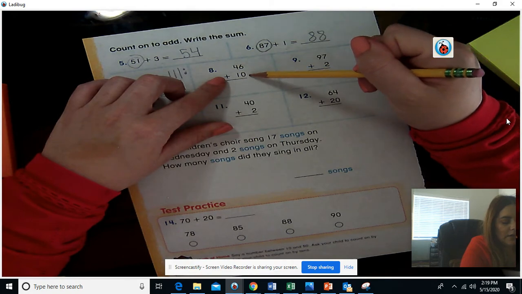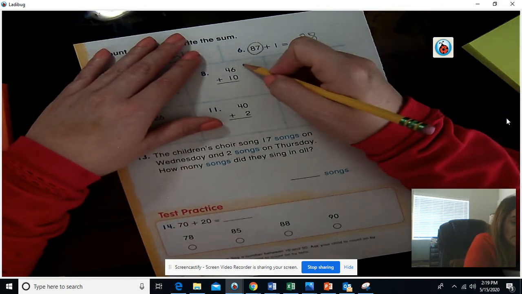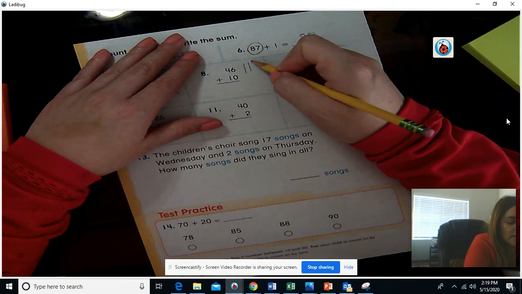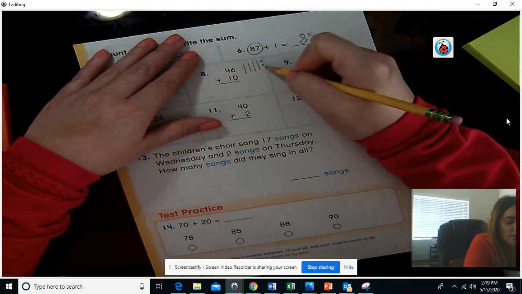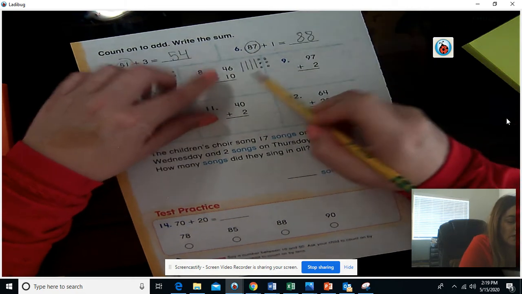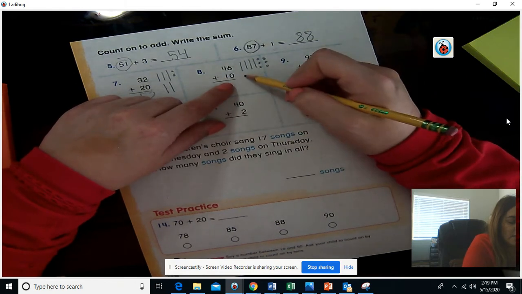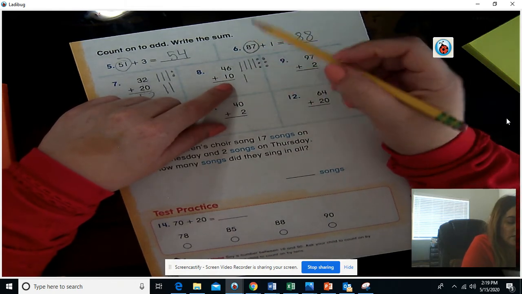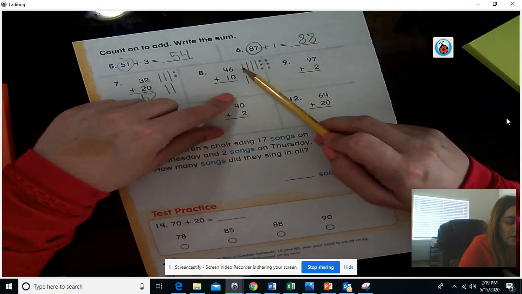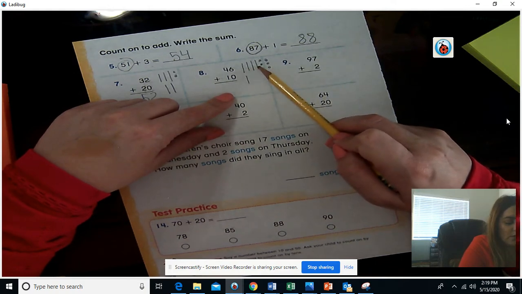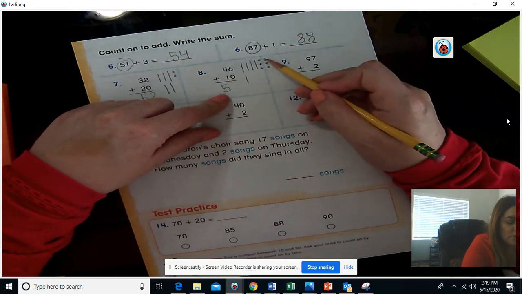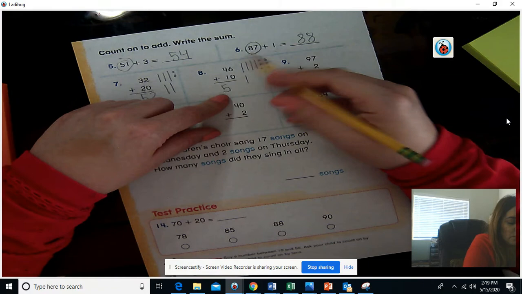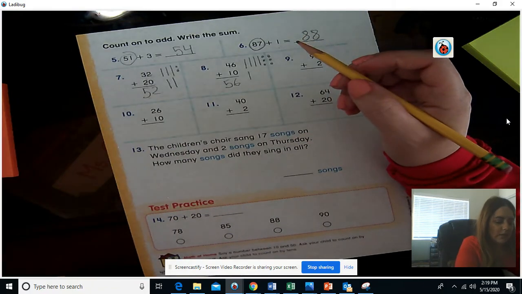46 plus 10. Let's draw this one out. 10, 20, 30, 40, 41, 42, 43, 44, 45, 46. Plus 10. So how many groups of 10 do I have? I have 1, 2, 3, 4, 5. 5 groups of 10 and 1, 2, 3, 4, 5, 6 ones. So my answer is 56.